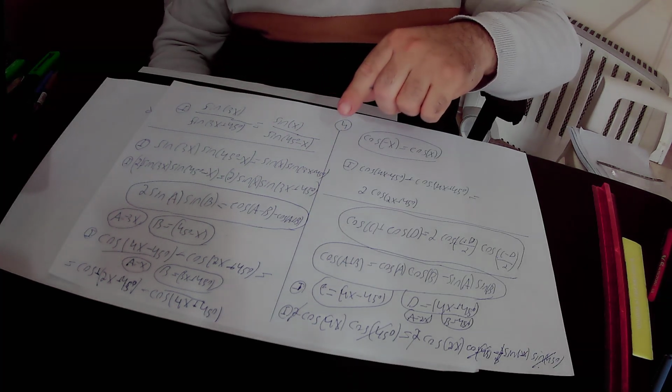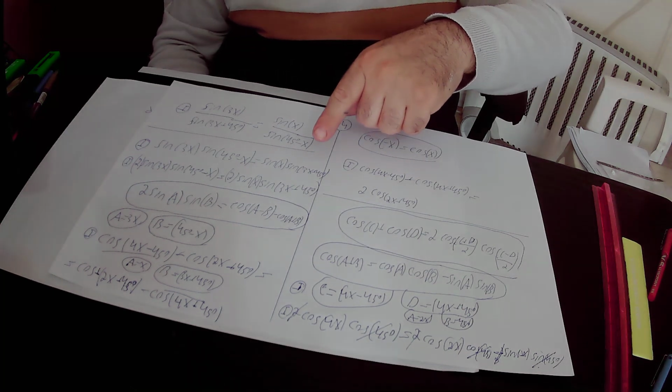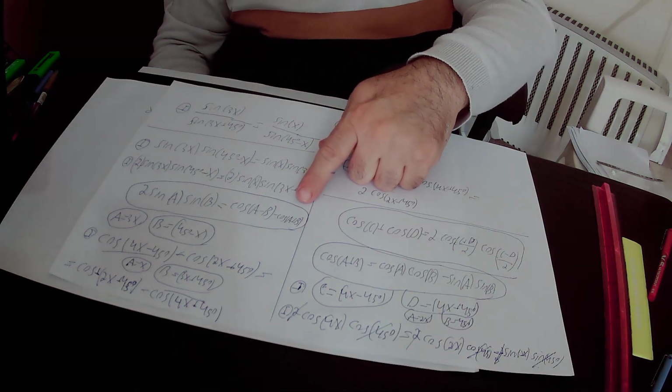And we also must subtract cosine of A plus B.